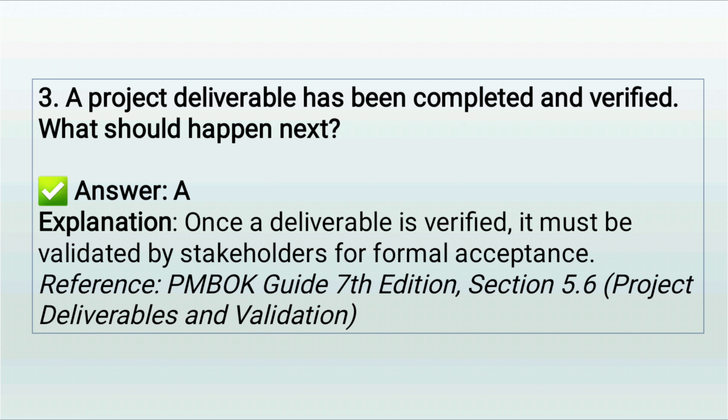Answer. A. Submit it for stakeholder acceptance. Explanation. This is about the difference between verify and validate. Verification means the team confirms the deliverable meets internal quality standards, but we're not done yet. Next comes validation. That's when stakeholders review and formally accept the deliverable. It's a key step in scope management, especially for avoiding rework or conflict down the line.